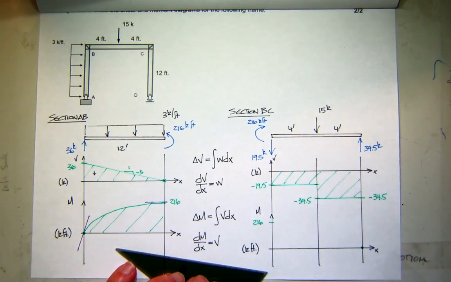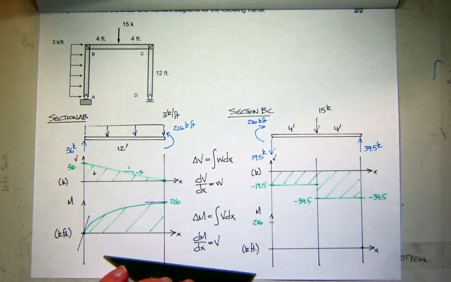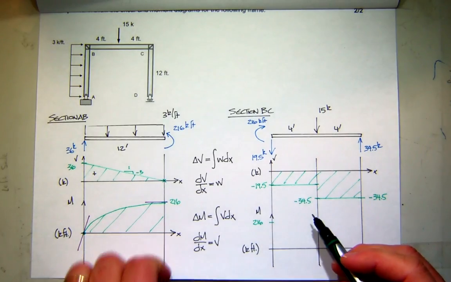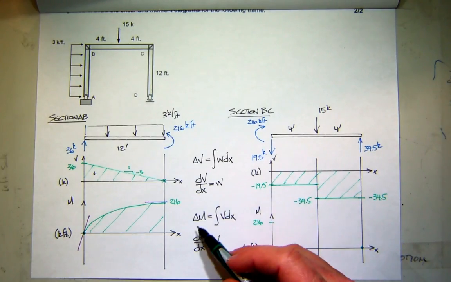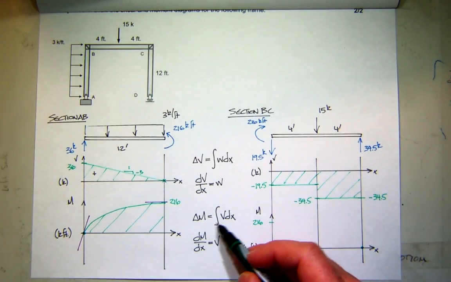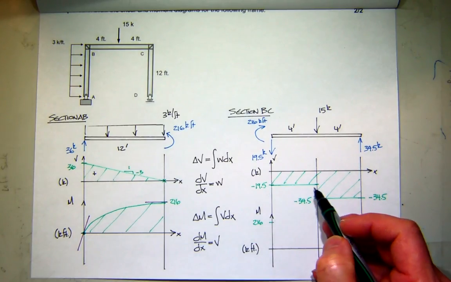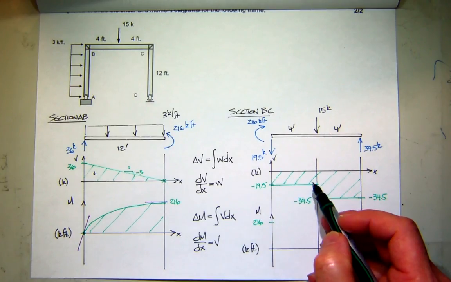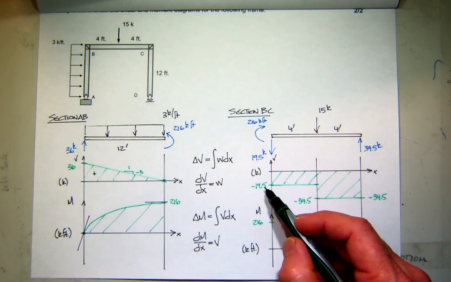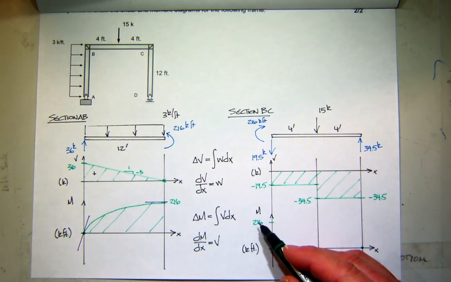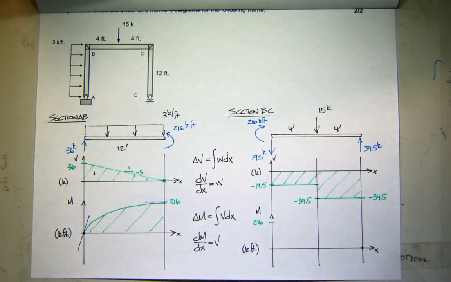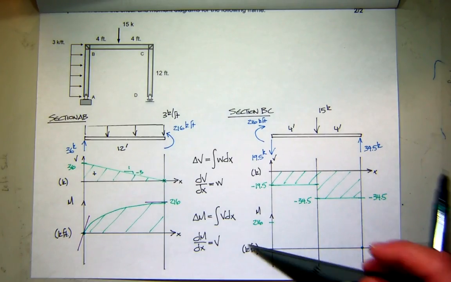All right. So let's see how this is going to change. So according to my relationship, the change in moment is the area under the shear diagram. Well, here's an easy area to compute. Over the first 4 feet, what's the area under the shear diagram? It's this rectangular area, which is 4 times 19.5. What's that? And it's negative, so subtract that from 216, and what do you get? 138.